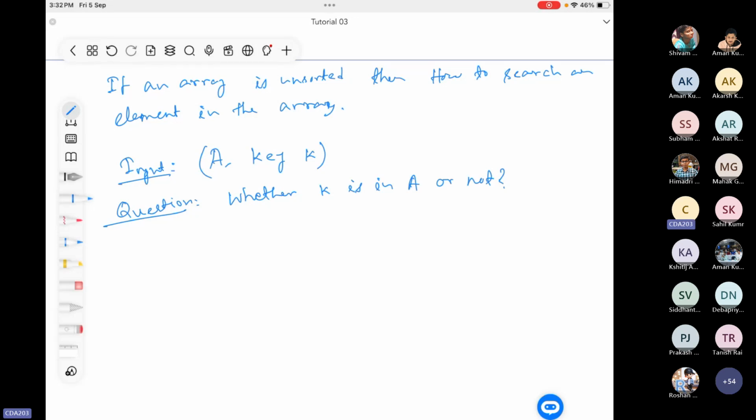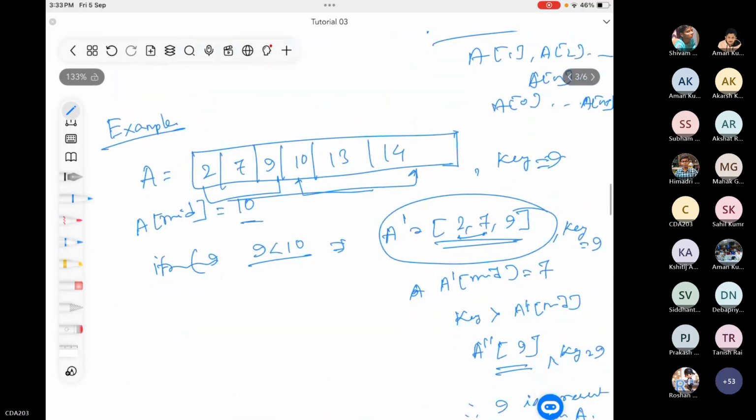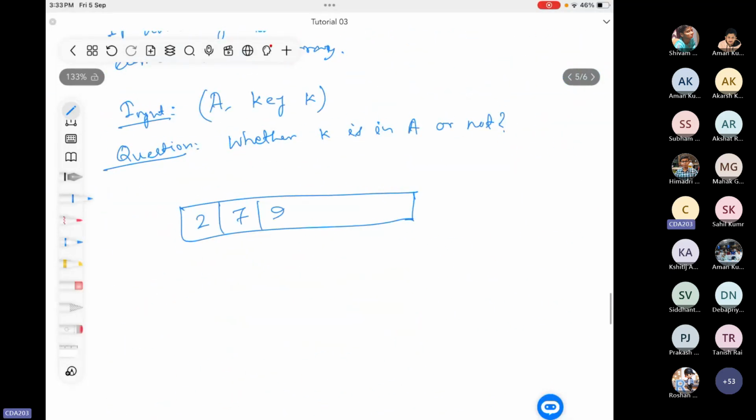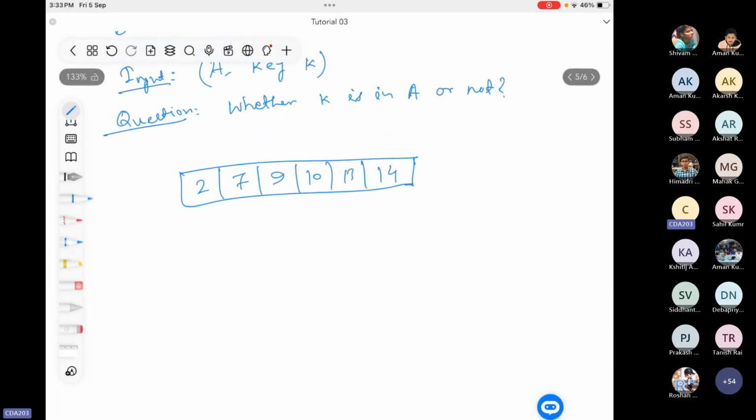So you have your key. You compare your key from the start of the elements of the array. So suppose you have an array, let's take this one: 2, 7, 9, 10, 13, 40. Okay, so let's start with this array, and our key is 15.